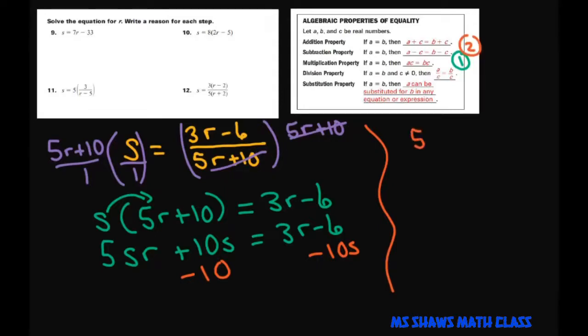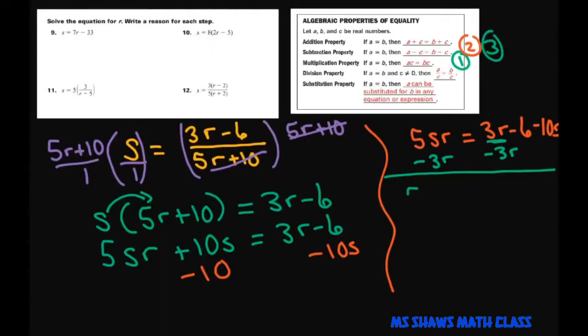That gives you 5SR equals 3R minus 6 minus 10S. Now I'm going to group my R's together, so I'm going to subtract 3R from both sides. So that's your subtraction property. That was step 3. So you get 5SR minus 3R equals, that zeroes out, so you get negative 6 minus 10S.